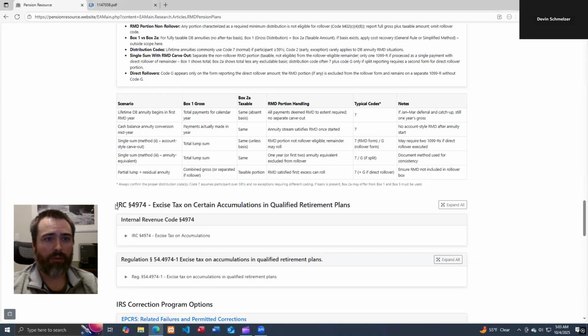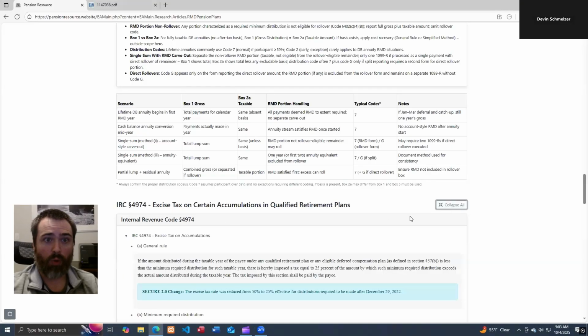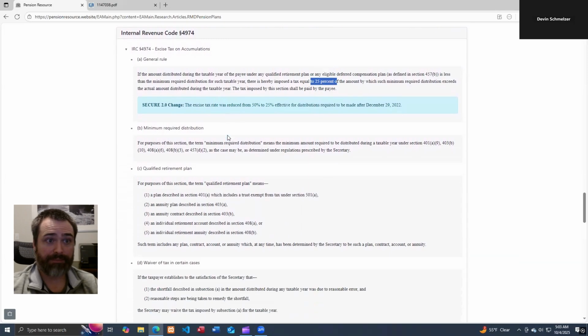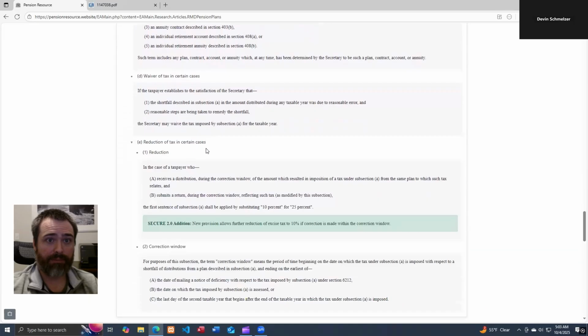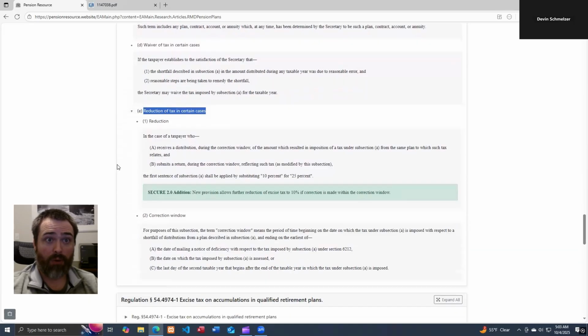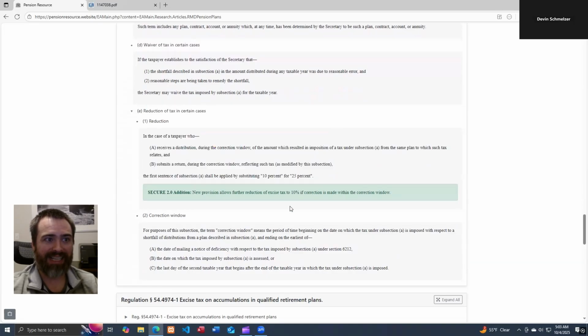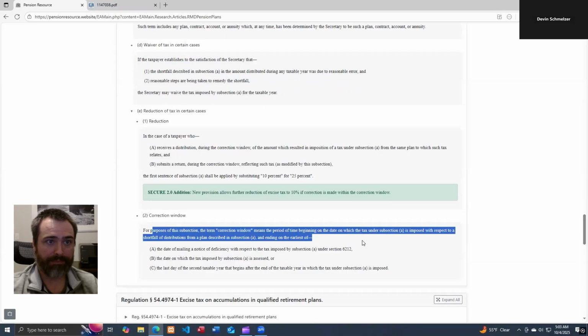IRC 4974 says there'll be a 25% tax on required distributions if not paid by the time 401(a)(9) requires. This was a change by SECURE recently. Instead of 50%, now it's 25%. And this amount is further reduced if fixed by the plan before the IRS provides the notice, and is also fixed by the second taxable year after the missed required distribution.